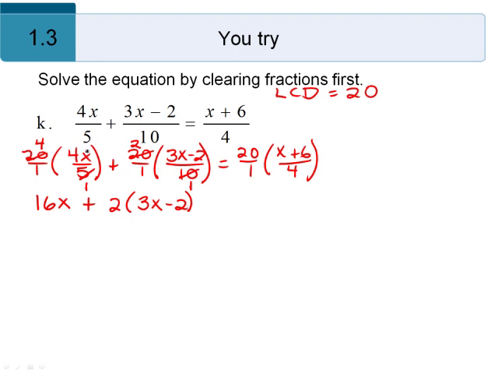There was only one term with the 4x, so I didn't need parentheses. I could just multiply. But if you have two terms, like 3x minus 2, you have to keep those in parentheses because you're going to distribute. Okay, so just be careful about that.